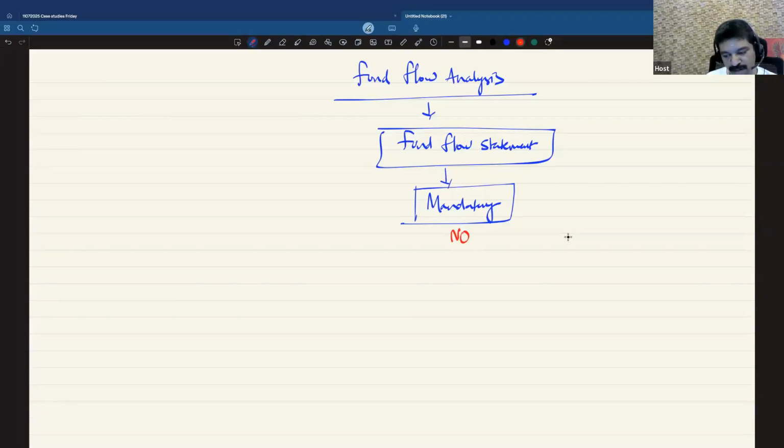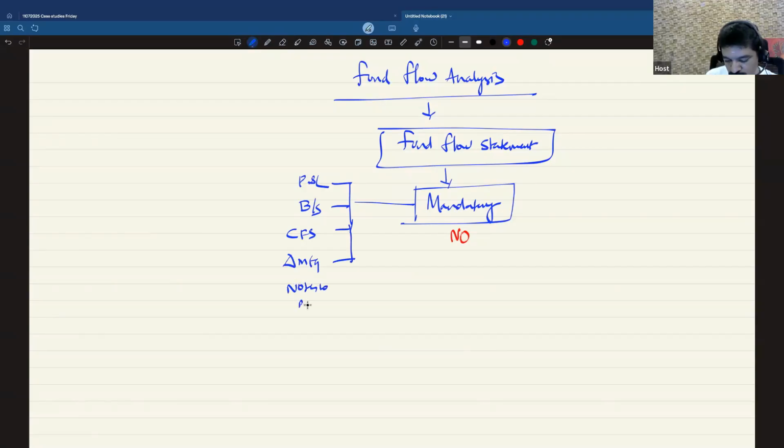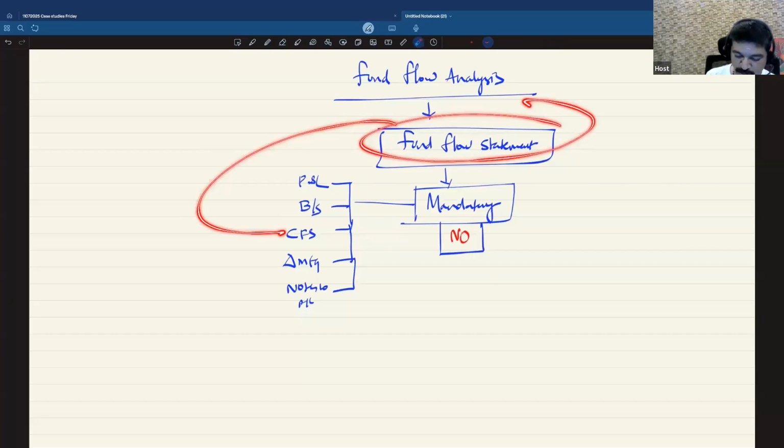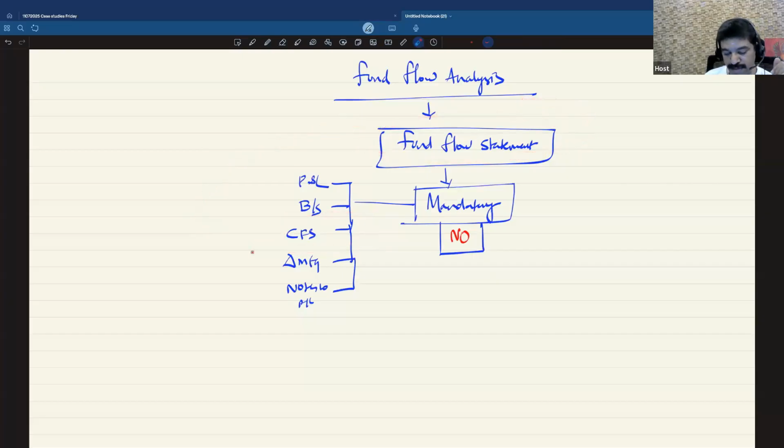This fund flow statement is not a mandatory financial statement. The mandatory financial statements are basically the statement of P&L, the balance sheet, the cash flow statement, the statement of changes in equity, and so on, then notes to accounts. But the fund flow statement is not mandatory. It used to be a mandatory statement long back. Then it was substituted by the cash flow statement. Till then, it was a mandatory statement.